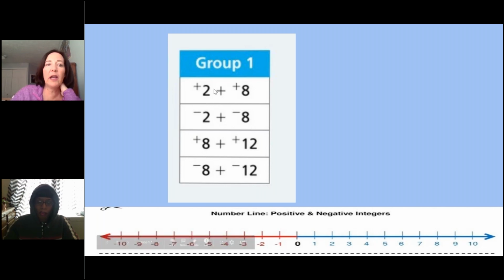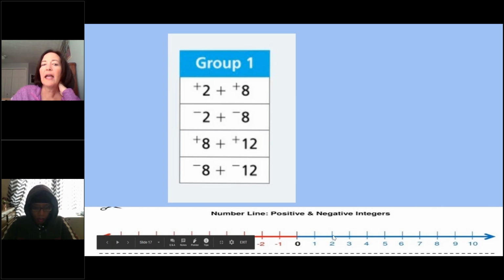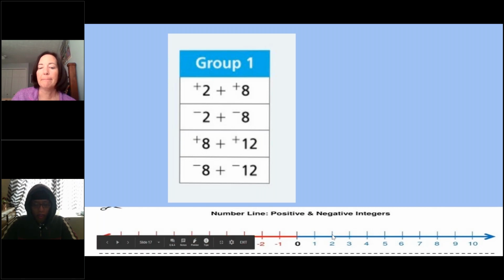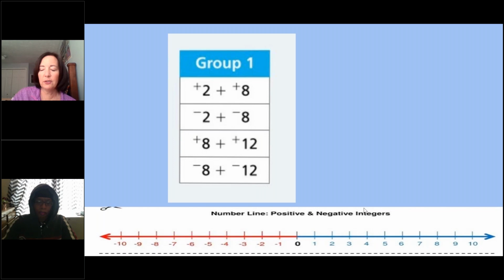Okay, so for group 1, we're at +2, so we always start at the starting point, and we need to go +8. So Lana, are we going to be moving to the right, or are we going to be moving to the left? To the right. You are awesome. And if I go 8 jumps, do you want to tell me what number I would be at? 10. You're awesome. +10, nice job. But just saying 10 is fine. It means the same thing as +10.